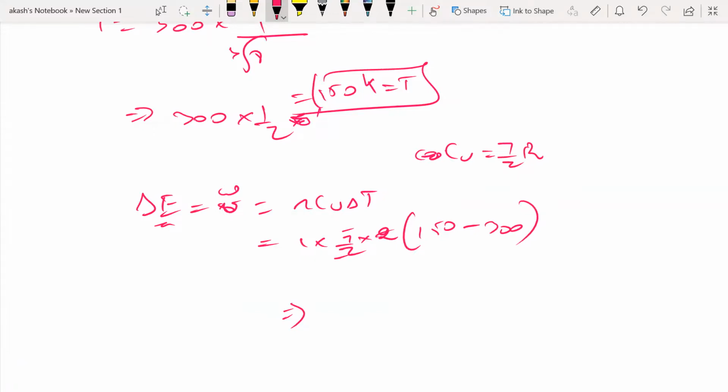150 into 7, 150 into 1050, sir. Yeah, 1050, right? So minus 1050 calories. That's the answer to this question. Okay, simple questions only, right?